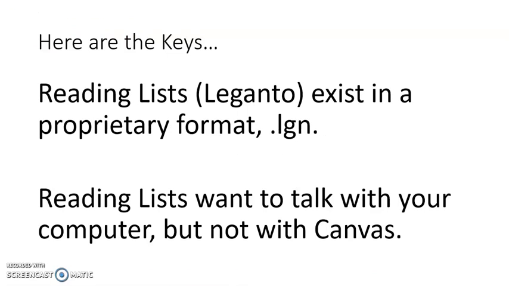So here are the keys. First of all, reading lists, Leganto, exist in a proprietary format, .lgn. So when you see a .lgn format, you know that that is a Leganto reading list. And also, reading lists want to talk with your computer, but not with Canvas. It's very confusing because reading list works with Canvas, but it is not part of Canvas.